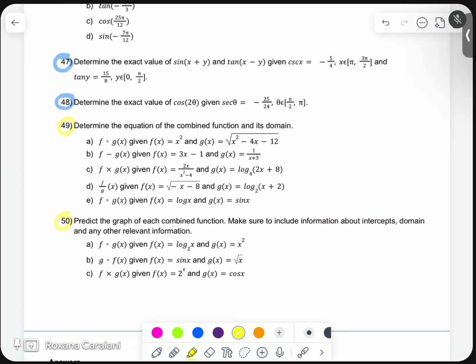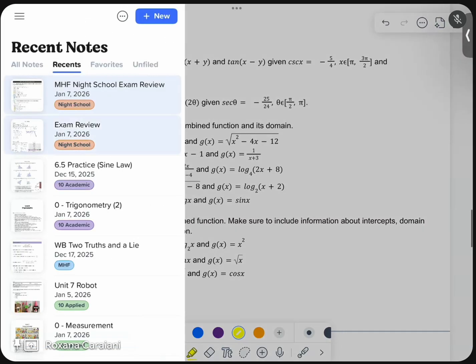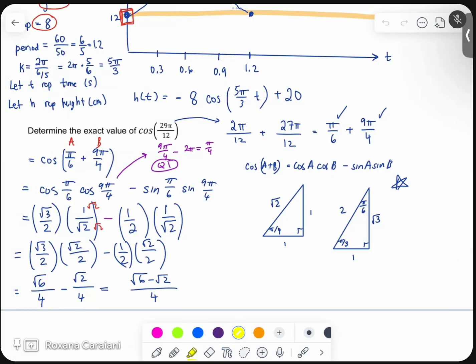Okay, so there's the review for trig. Any questions for me about the trig review that I went over, or if there's other styles of questions you want me to do, let me know. So I'm just going to stop the recording here.